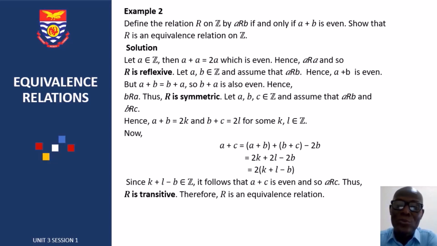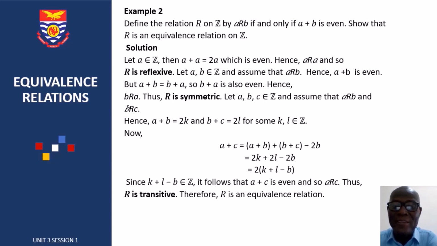Now, 2 is a common factor, so it's factored out. If 2 is factored out and K plus L minus B belongs to the set of integers, if we multiply it by 2, it will give us an even integer, which means that A plus C is even. Hence, we can say that our relation A relating to C is transitive.